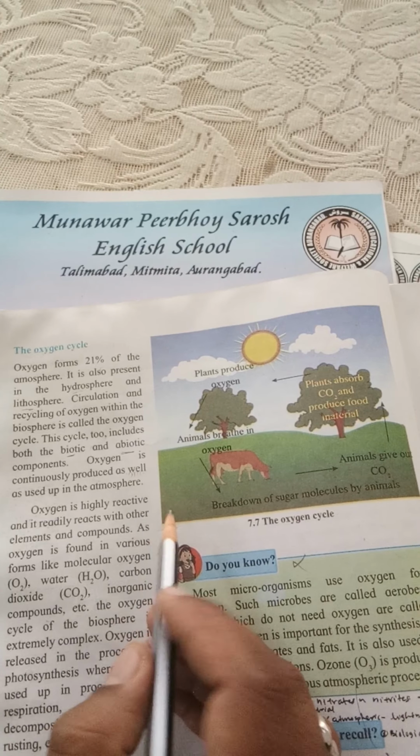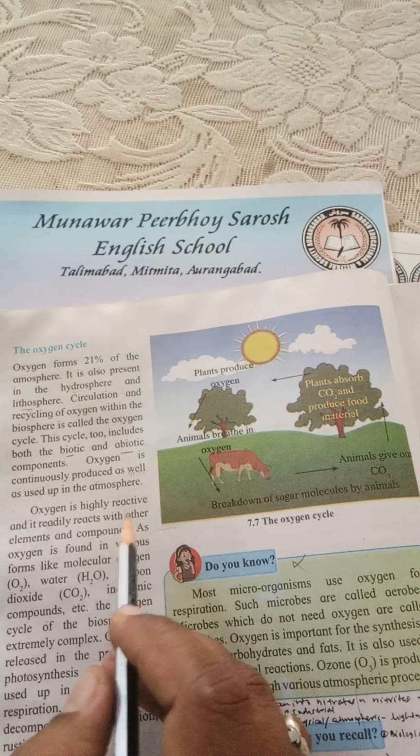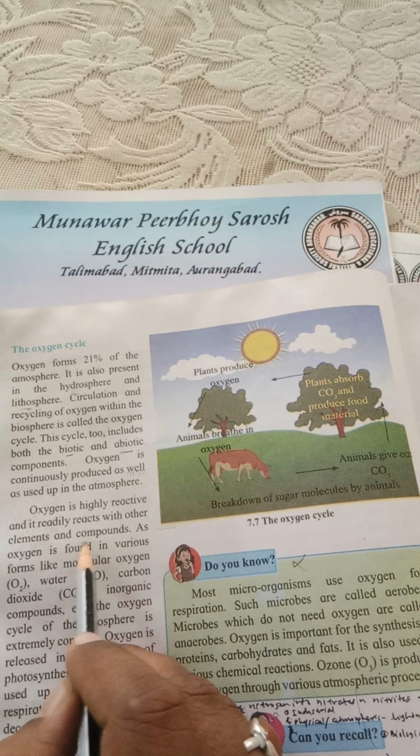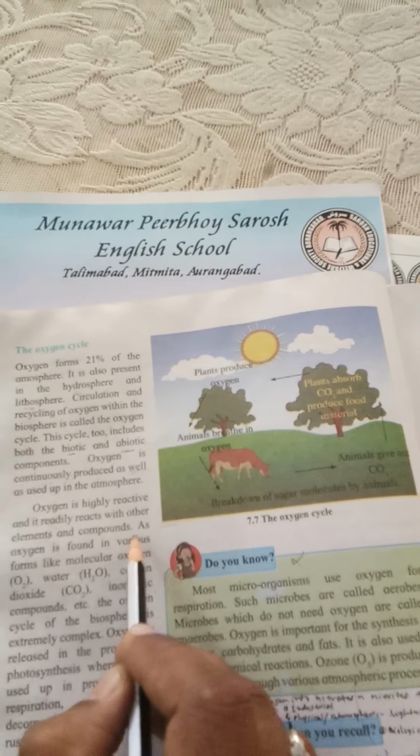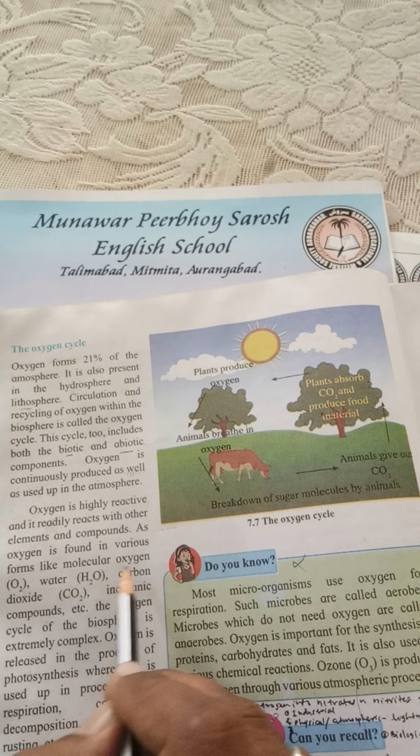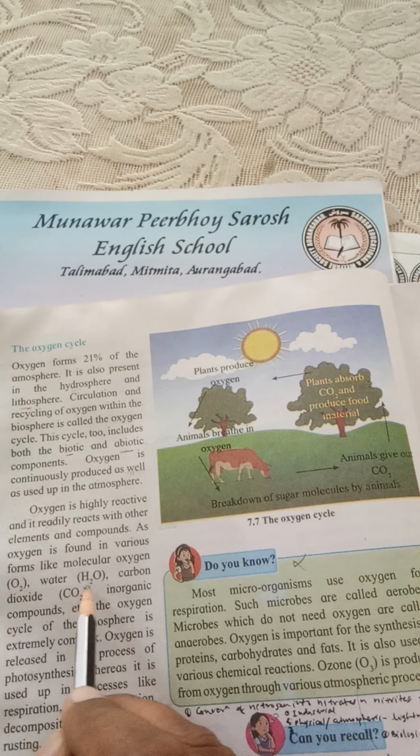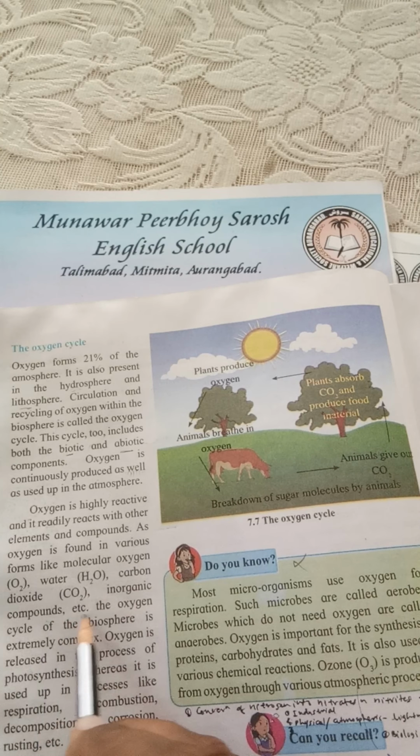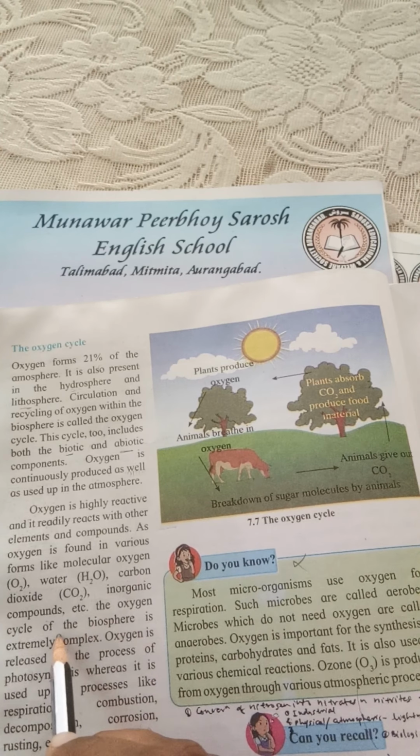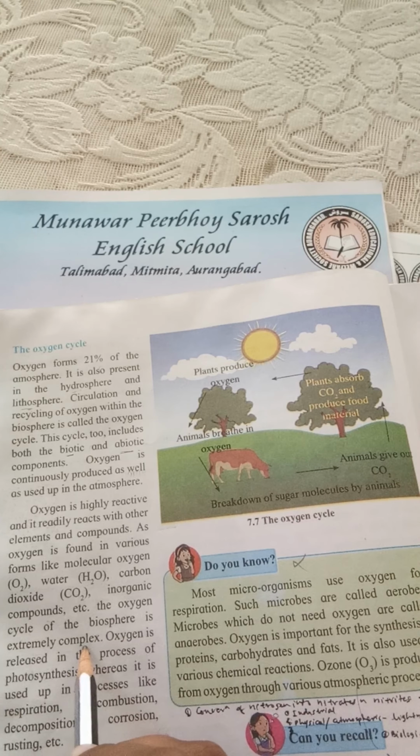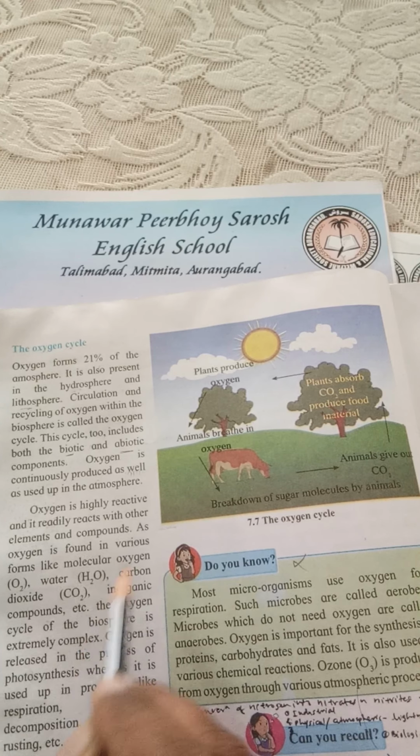Oxygen is highly reactive and it readily reacts with other elements and compounds. Oxygen is found in various forms like molecular oxygen, O2, H2O, CO2, inorganic compounds, etc. The oxygen cycle of the biosphere is extremely complex, as it is found in the molecular form.